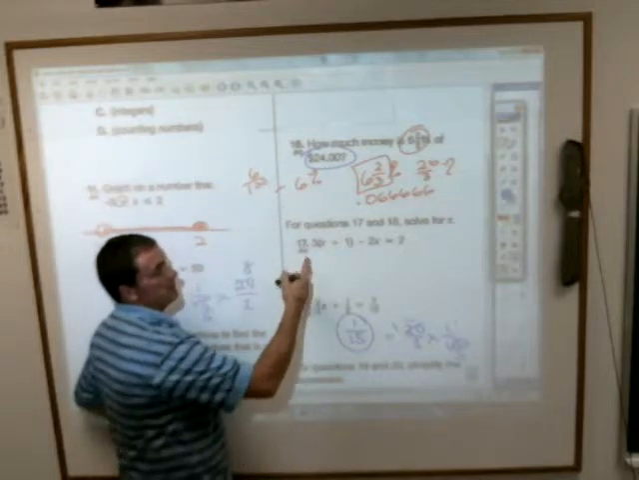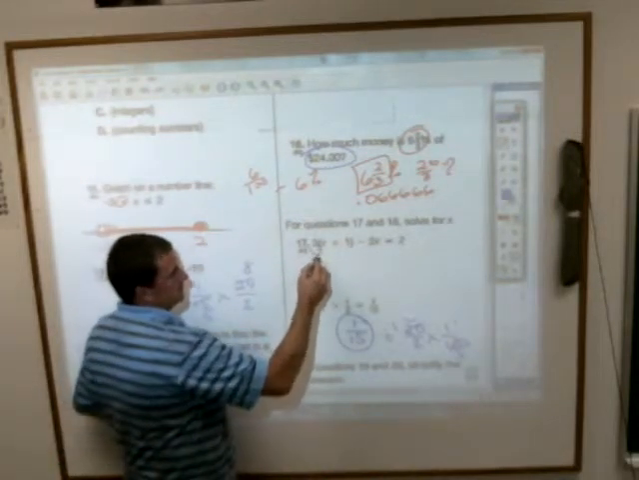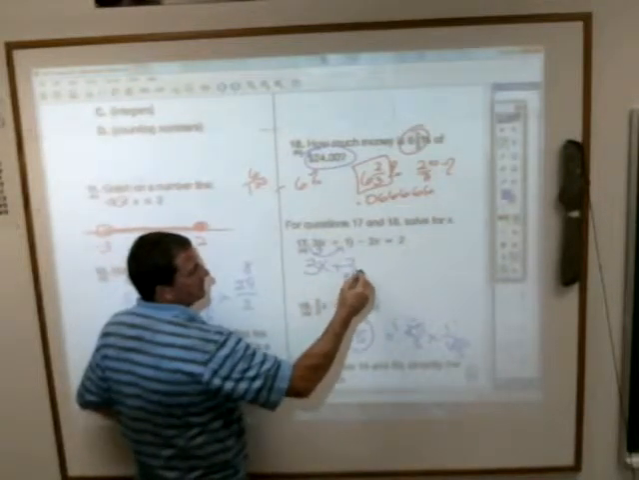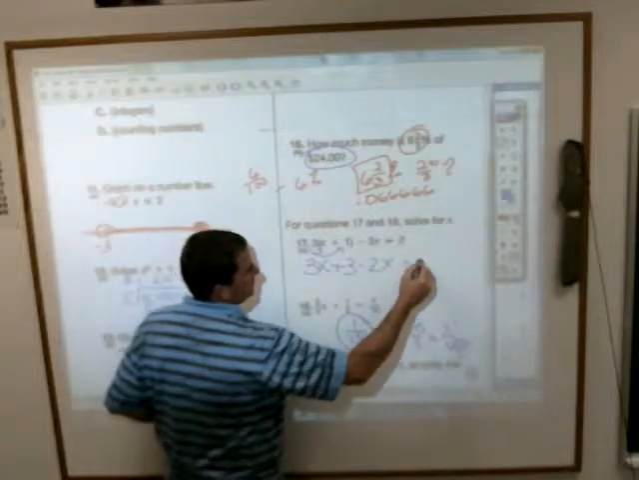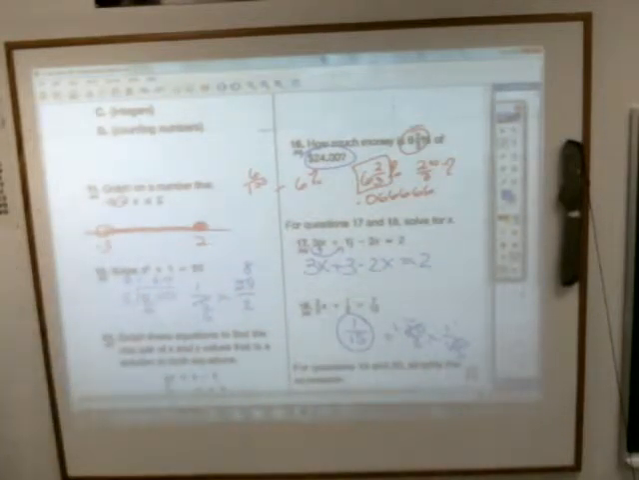Alright, Lucas, first thing you gotta do is multiply the 3 in the parentheses. Distributive property, right? So I end up with 3x plus 3 minus 2x equals 2. Now what?